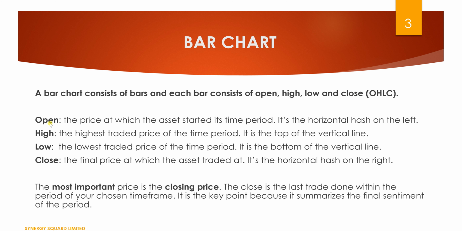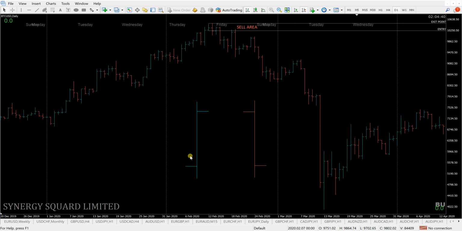The open is the price at which the asset started its time period. It is the horizontal hash on the left. Let us represent them on the chart. If we check very well, you see that this is the horizontal hash on the left, and this is also the horizontal hash on the left, which is the open of this bar.